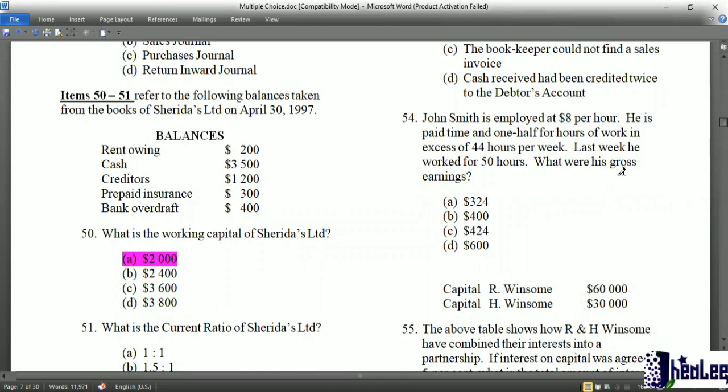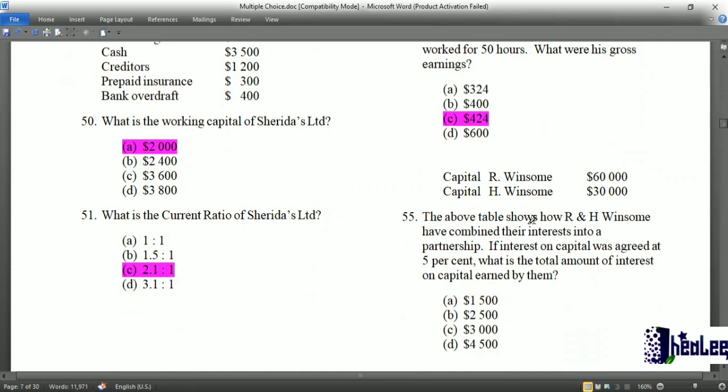$352. The extra 6 hours that were worked, you would have to multiply that by the $8, which is the basic pay per hour, times 1.5, because remember, once there is excess hours, the person is paid at time and a half. So that would give you a result of $72. Your 352, which is the basic pay, added to the 72 gives you a total of $424.